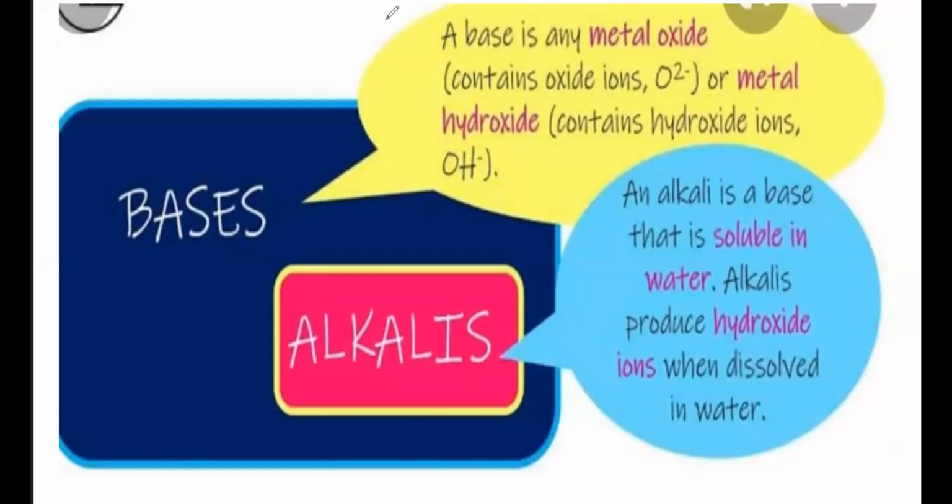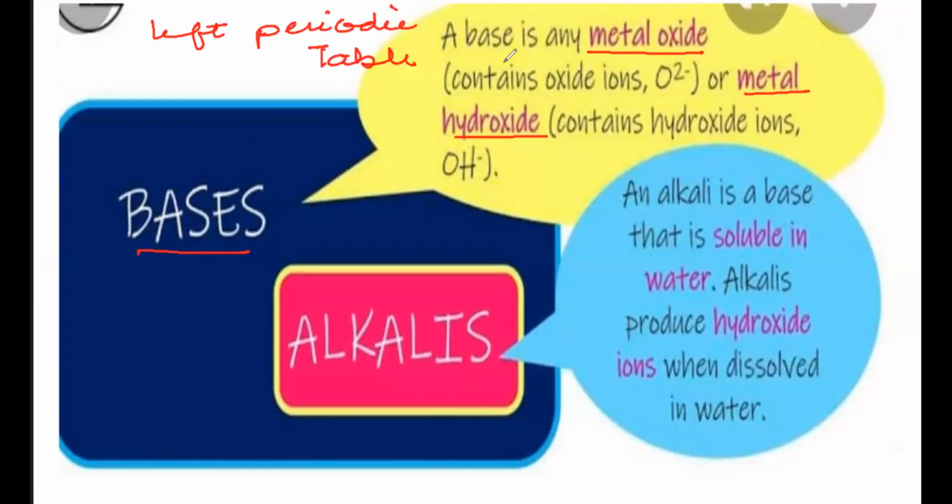We need to understand that base is a broad terminology, a broad category of substances. Bases are basically metal oxides or metal hydroxides. All the elements on the left hand side of the periodic table are basically metals, and whether they are transition metals or typical metals, their oxides and hydroxides are known as bases.